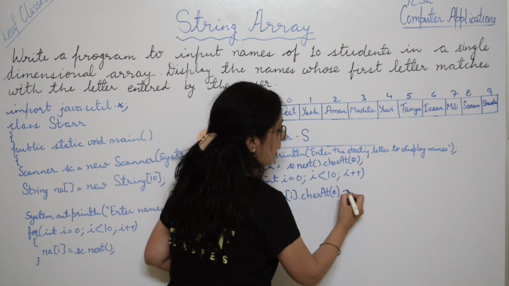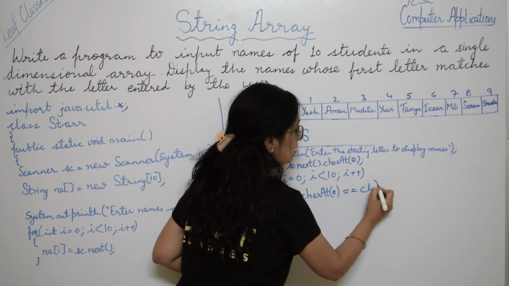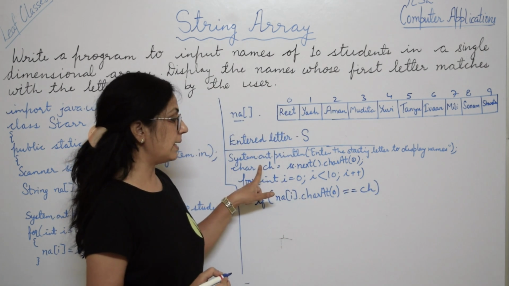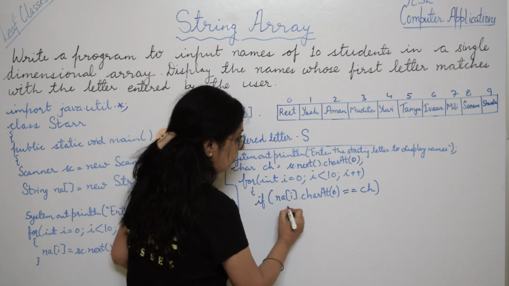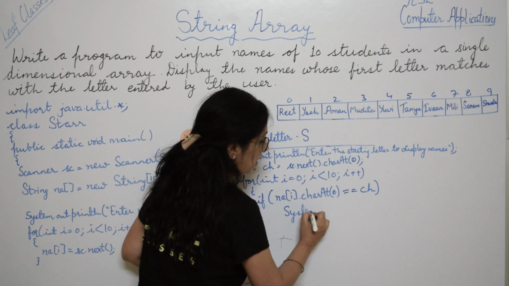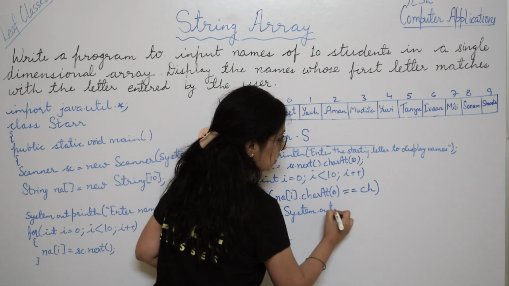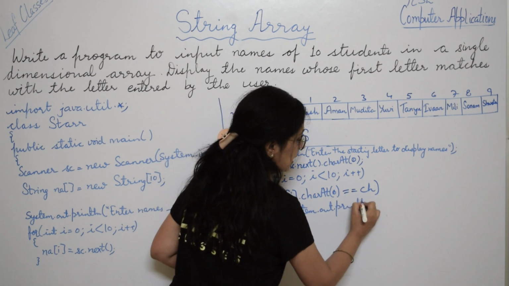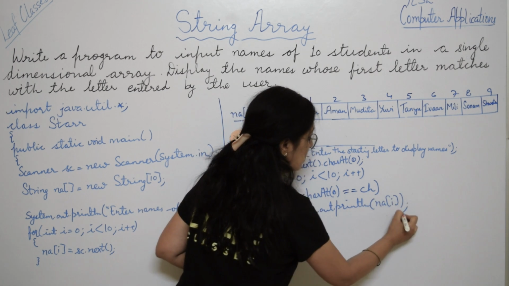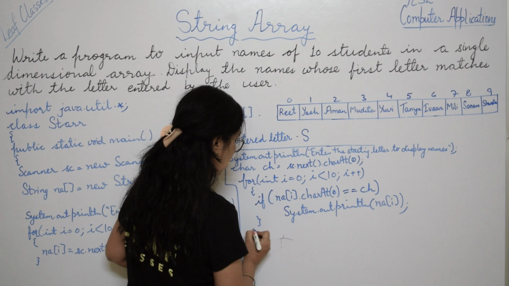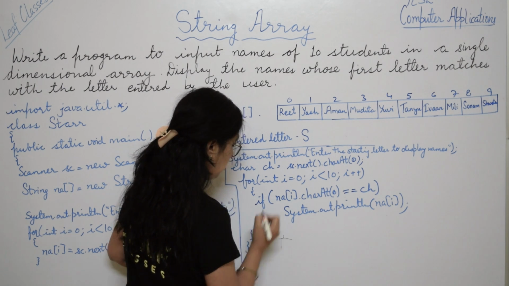And then we have to compare this with which character? With the character that the user has entered. If this equals ch, then you have to display that name. Otherwise, you don't have to display. System.out.println(na[i]), right? And close this for, then close main and close class.